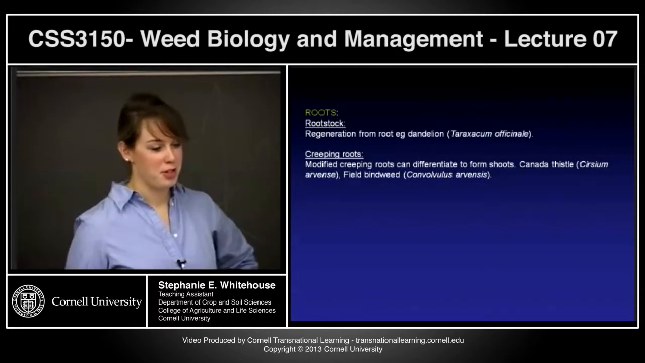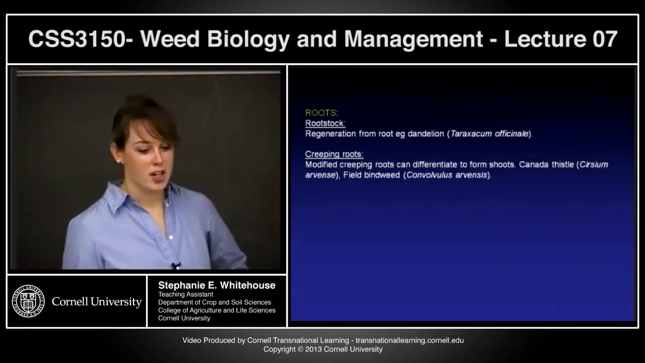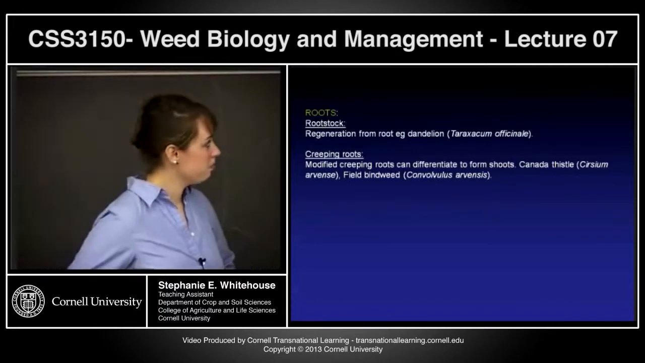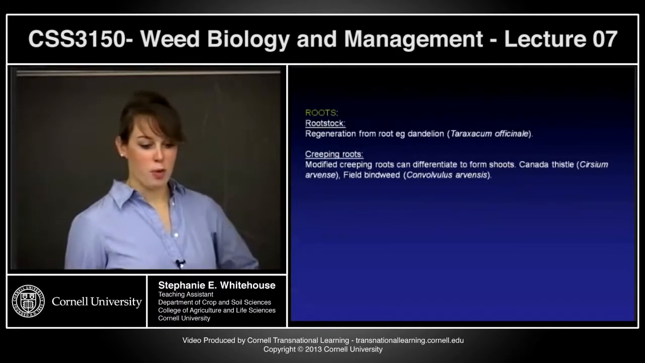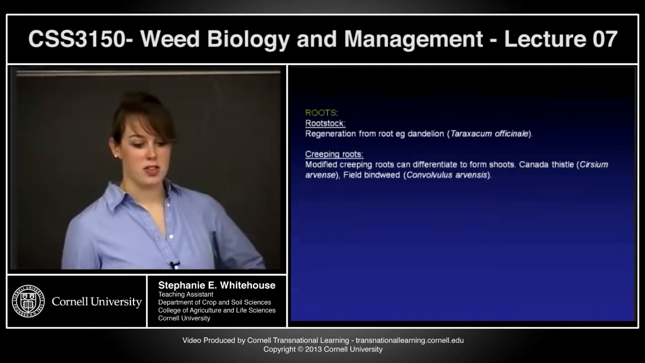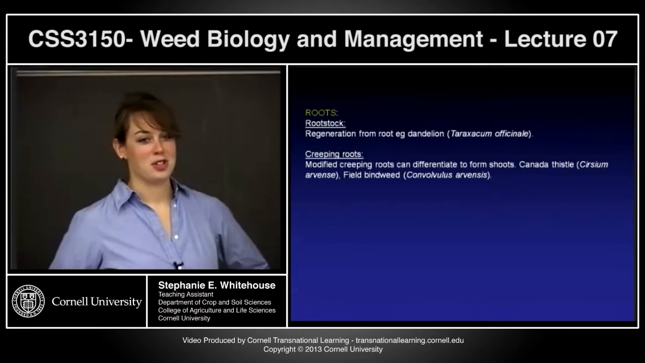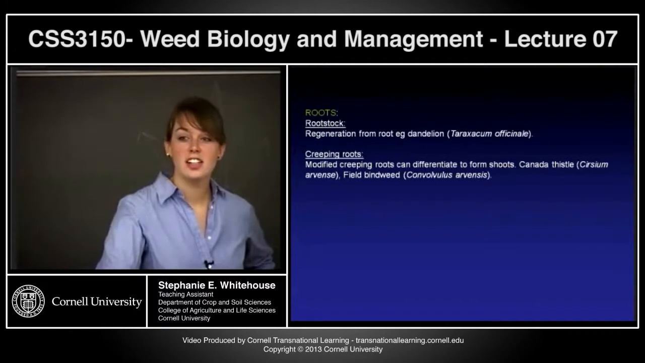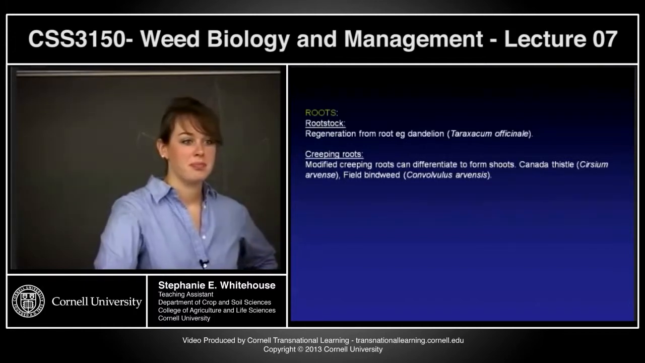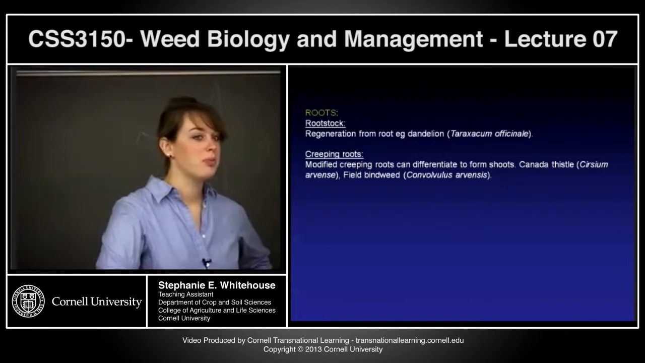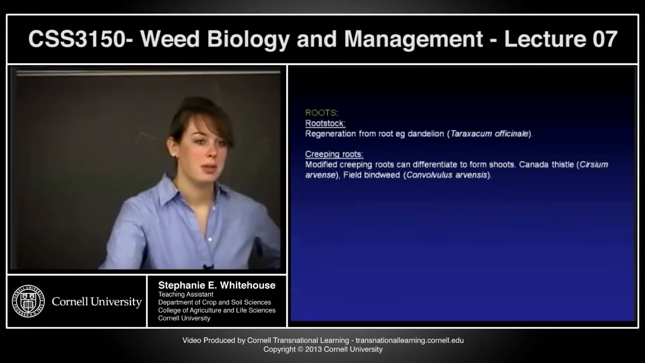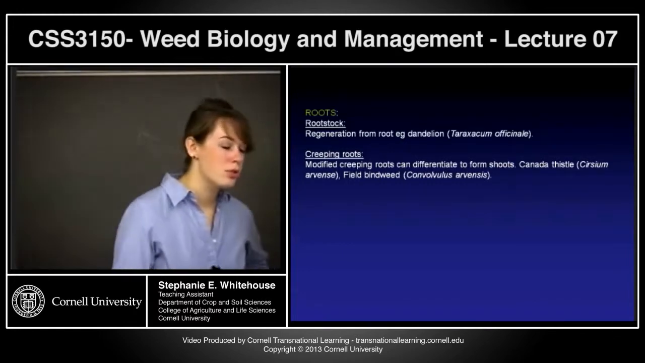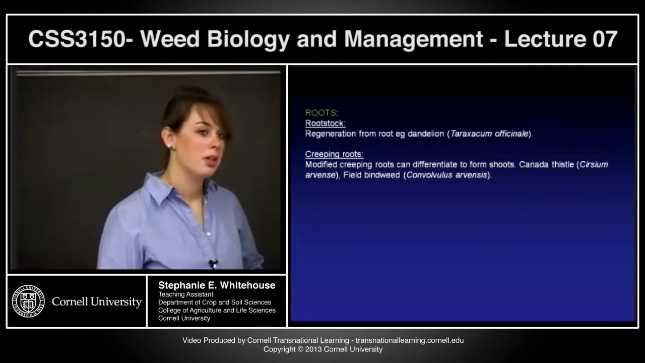We also have modified roots. So you have the rootstock, which is really common in dandelions, really problematic in landscapes, of course. And then we also have some creeping roots. What are some examples of creeping roots besides Canada thistle and field bindweed? And Josh, don't read off of the list. I'm pretty sure morning glory would also be an example. Yep. So all of the morning glories, or the true morning glories, as we were talking about with Tony.